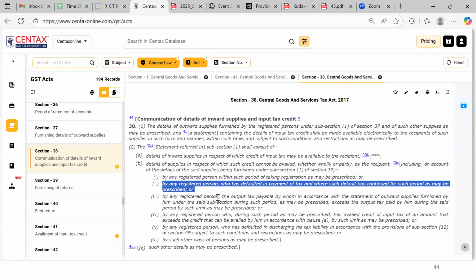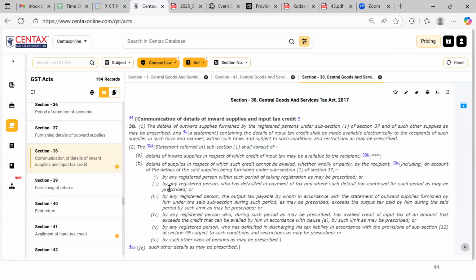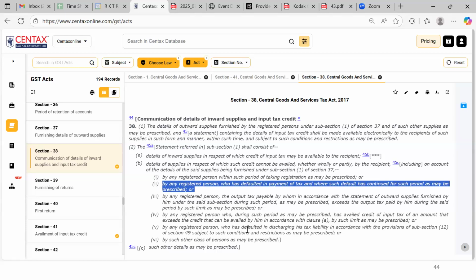Anybody wants to add anything on this condition? Okay, I'll go further. The third, yes, sir. Let's proceed.